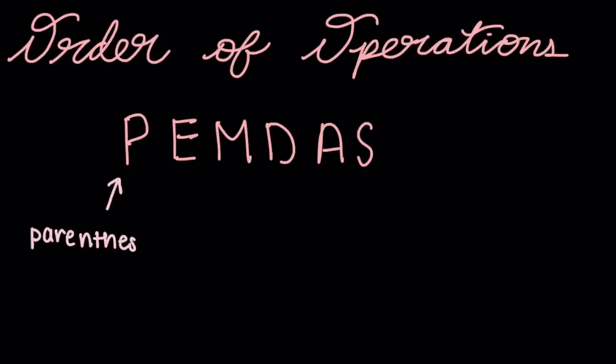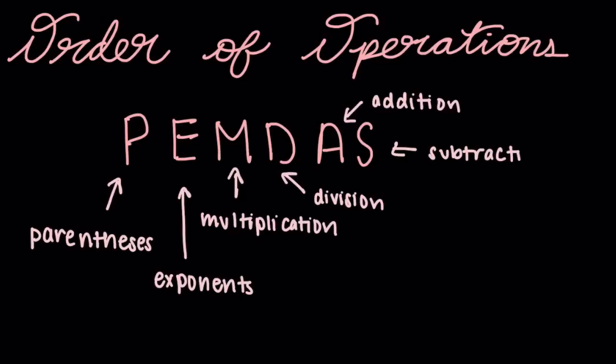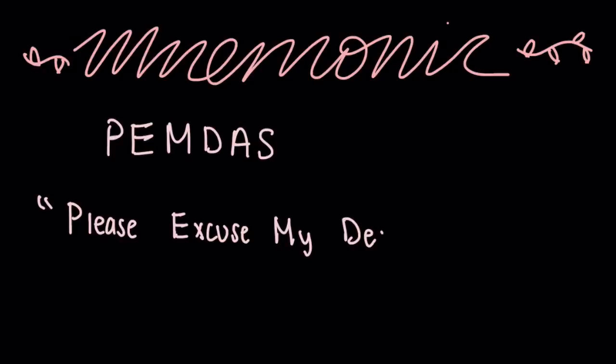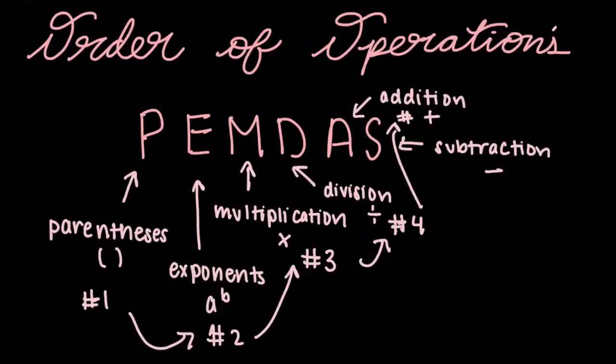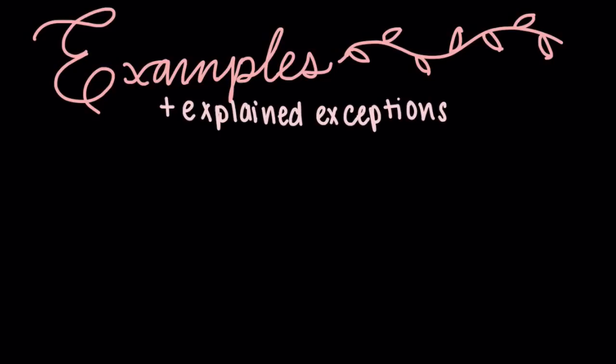Let's move on to the order of operations where the acronym PEMDAS is used. This acronym stands for parentheses, exponents, multiplication, division, addition, and subtraction. The symbol for each of these operations are as follows. A mnemonic that you can use to easily remember the order of operations is "Please excuse my dear Aunt Sally," where the first letter of each word stands for the first letter of each of the operations. The order in which you calculate is from parentheses to exponents to multiplication to division to addition and finally subtraction, but this rule does have a few exceptions, which we will cover soon.